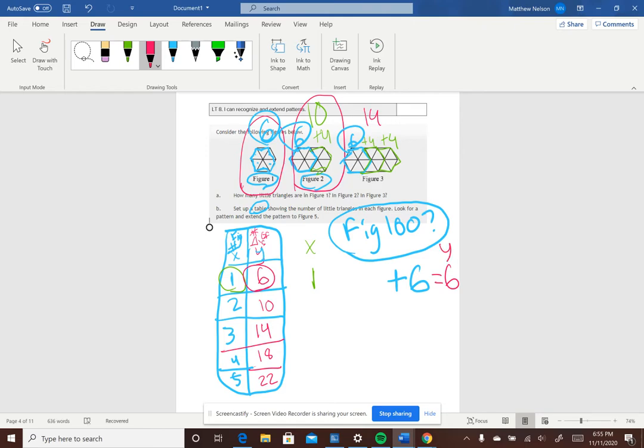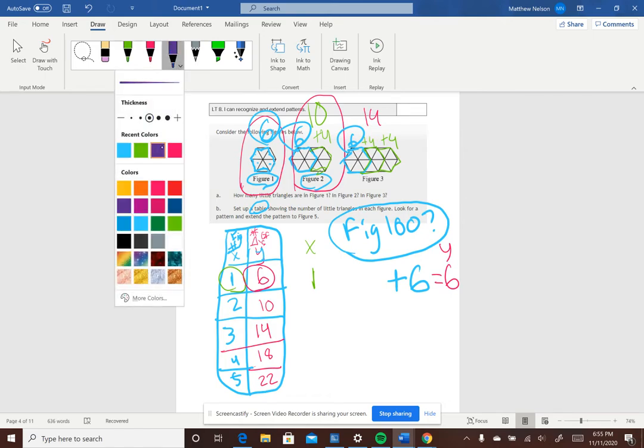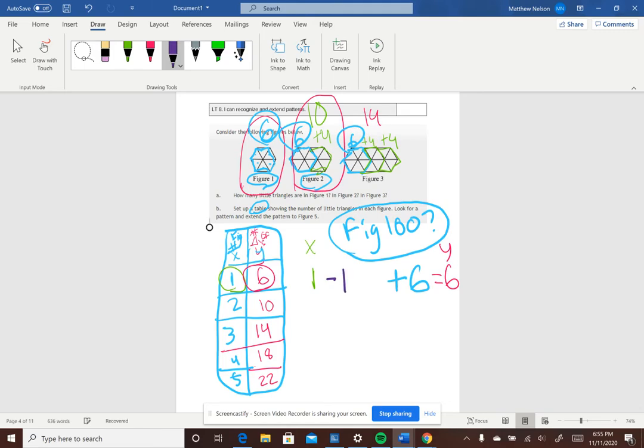Well, let's see. I could subtract 1, right? Because 1 minus 1 is going to give me 0. And if I add 6 to that, that'll give me 6. So 1 minus 1 gives me 0. And then if I add my 6 that I still have there, it's going to give me 6. Okay, so that looks like a pretty solid rule.